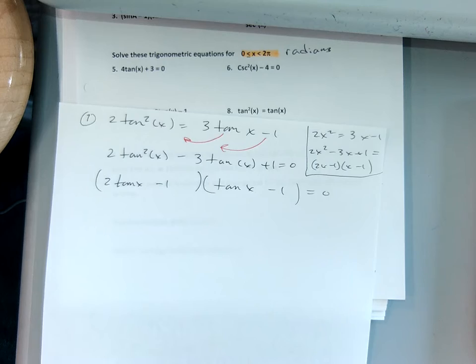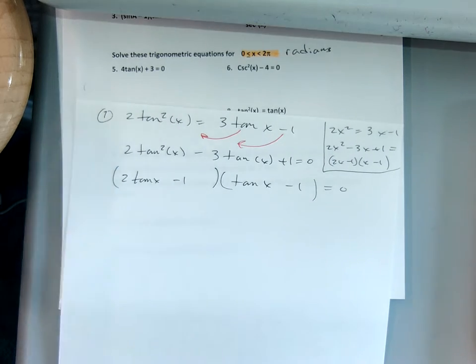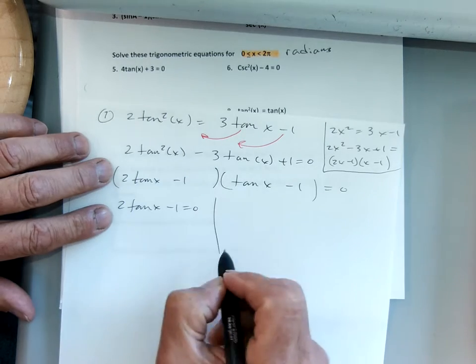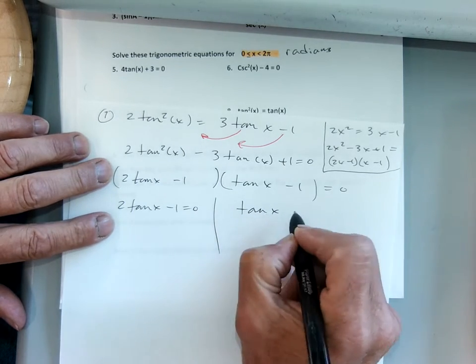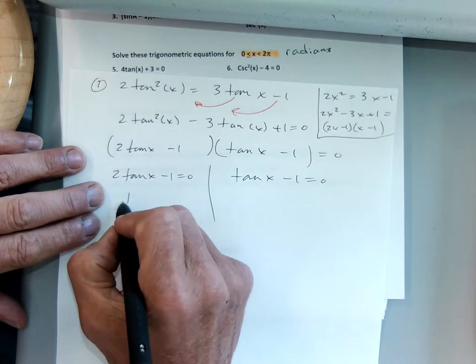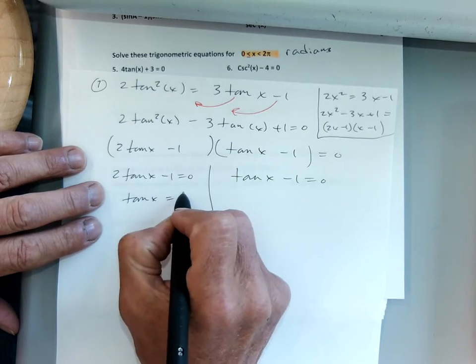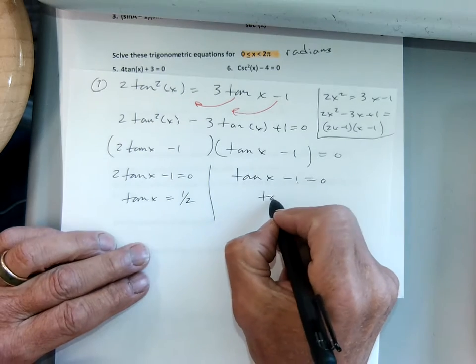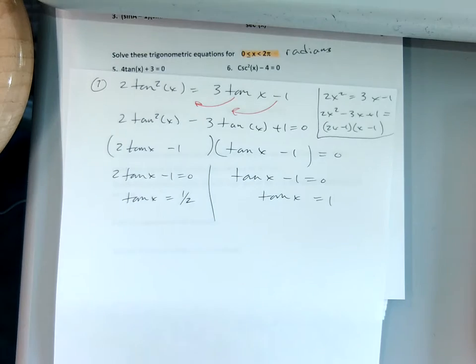Okay. So then I'm going to have to go, okay, 2 tan of x minus 1 equals 0. I have many equations, right? Tan of x minus 1 equals 0. I'll solve what tan of x equals if I add 1 and divide by 2. Okay, you're okay with 1/2. I know, we're in pre-calc now. And then this one is just tan of x equals 1.